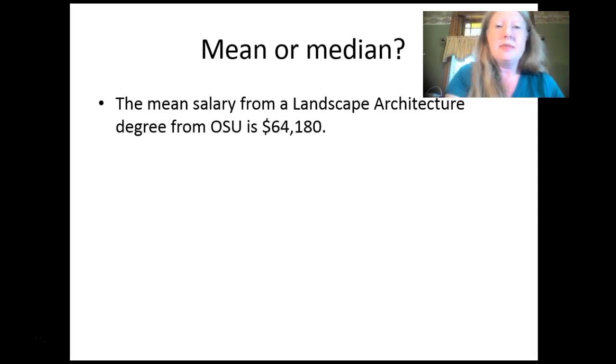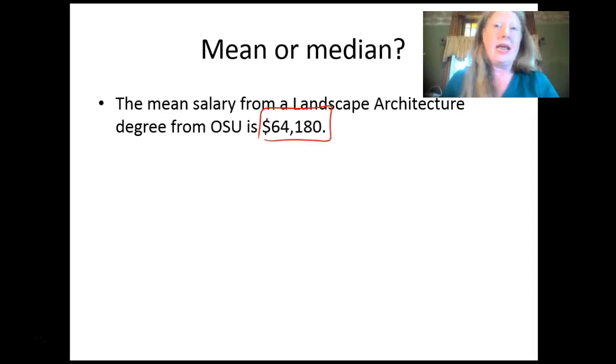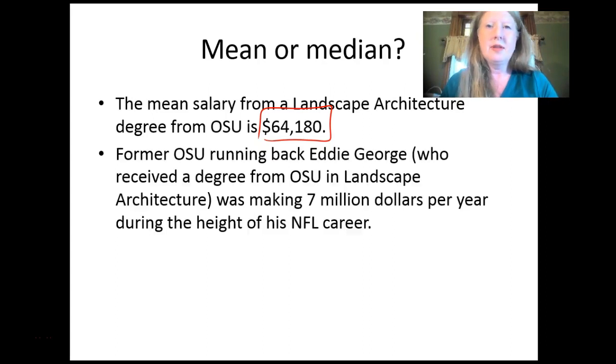Let's say it turns out to be $64,180. Now, there was a former OSU student, some of you might have heard of him. His name is Eddie George, and he got a degree in landscape architecture. Obviously, though, he left OSU and wasn't actually practicing landscape architecture right away. He went on to do some other things. He went to play football. At the height of his career, he was making $7 million.